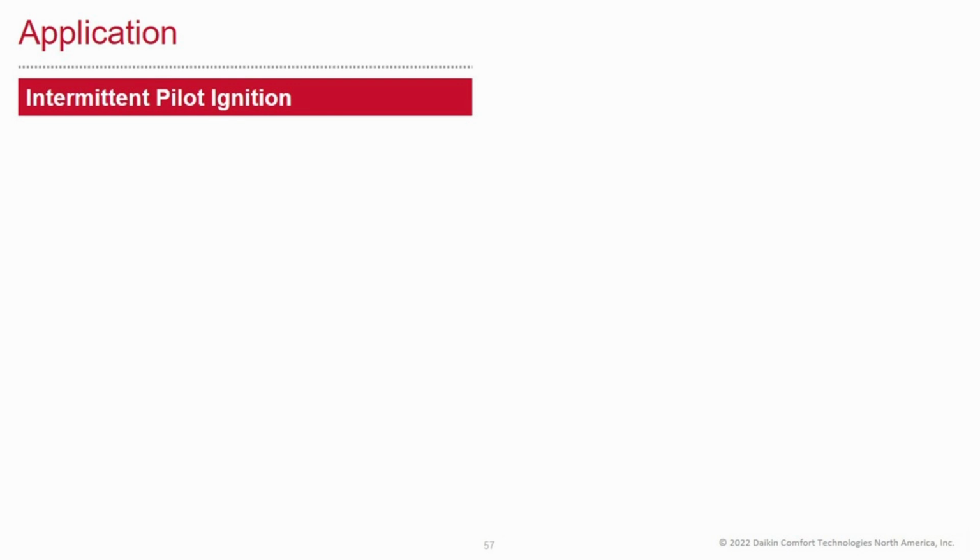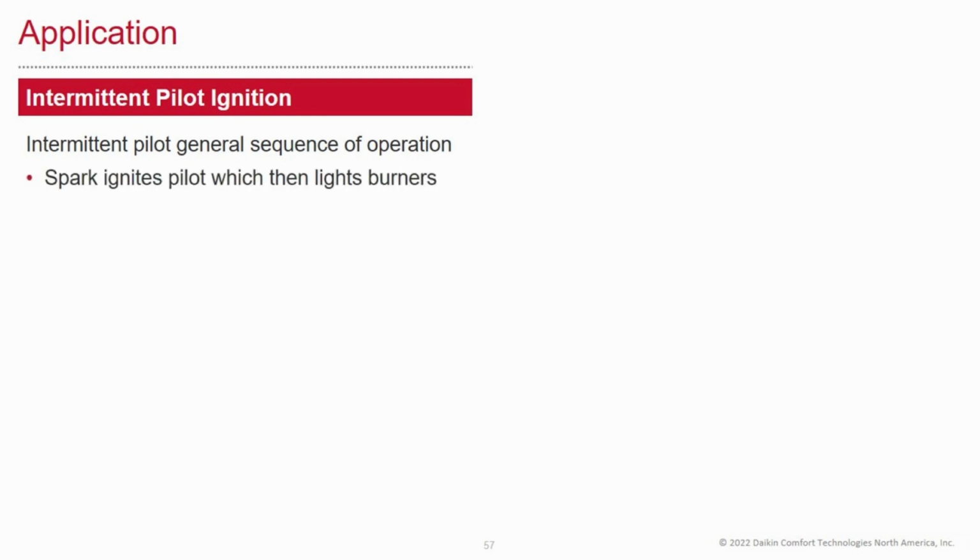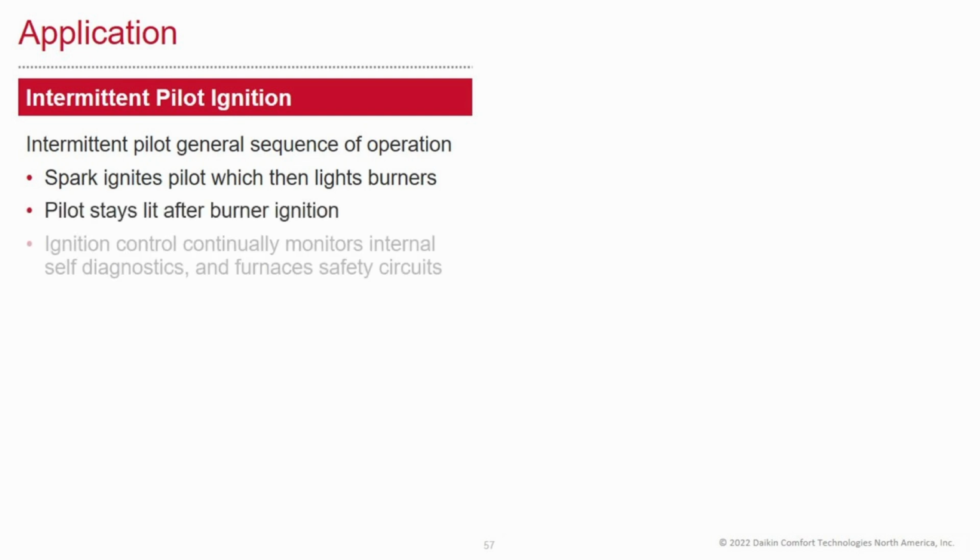Intermittent pilot ignition. Intermittent pilot general sequence of operation. The spark igniter lights the pilot, which then lights the burners. The pilot stays lit after the burner ignition. The ignition control continually monitors internal self-diagnostics and furnace safety circuits.